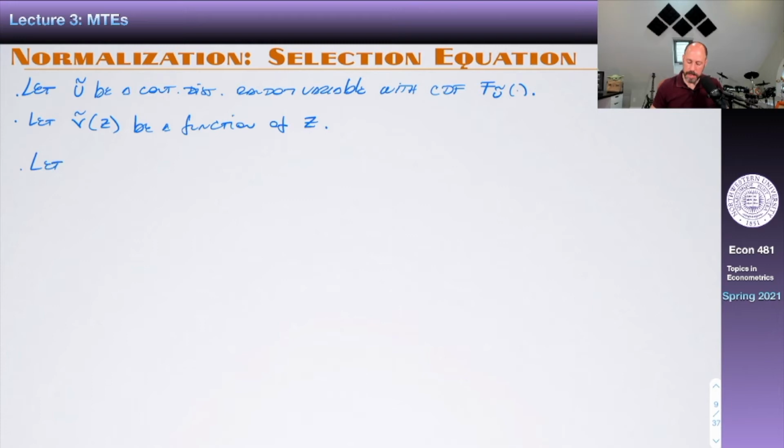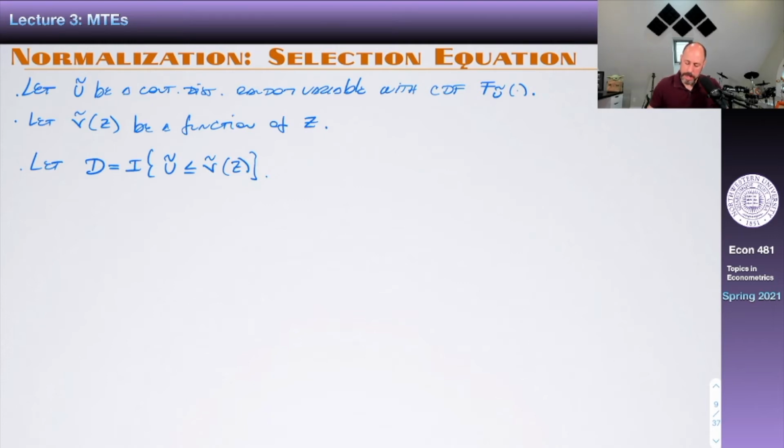Finally, say let d be the indicator that u tilde is less than or equal to b tilde. So this is the setting. We have a continuously distributed unobserved heterogeneity, which I'm calling here u tilde. There's some function of the instrument that I'm calling here b tilde. I didn't say that u is uniform. I didn't say that b tilde is the propensity score. What I did say in the previous slide is that assuming that is without loss of generality in this case.